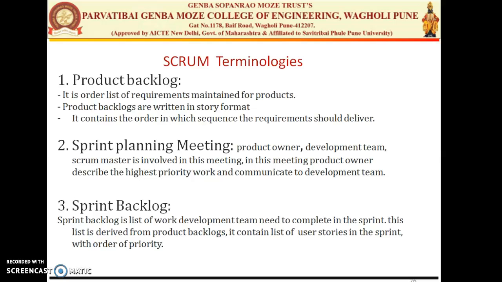Third is your sprint backlog. That is nothing but the work which needs to be done in that particular sprint and which is already taken from your product backlog. So the list is derived from the product backlog. It contains the list of user stories in the sprint on a priority basis. The size of the sprint backlog is selected by the team. The sprint backlog can be maintained using a spreadsheet.